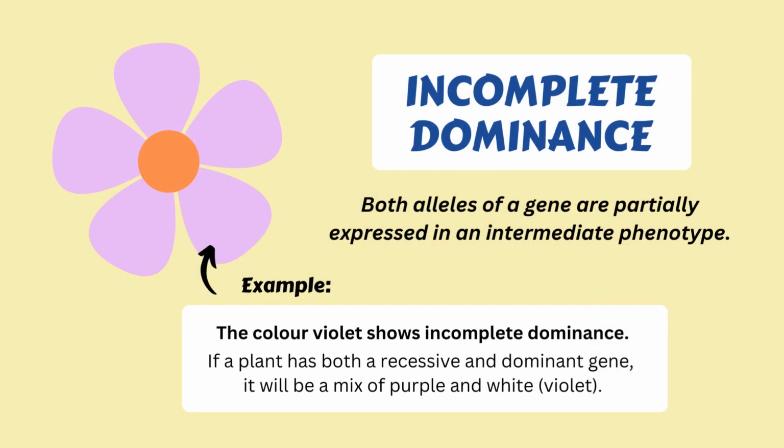And in incomplete dominance, both alleles of a gene are partially expressed in an intermediate phenotype. For example, the color violet shows incomplete dominance. If a plant has both a recessive and dominant gene, it will be a mix of purple and white.